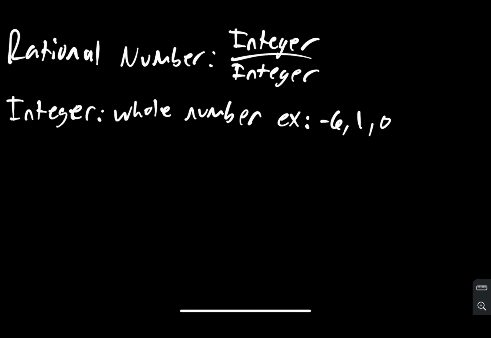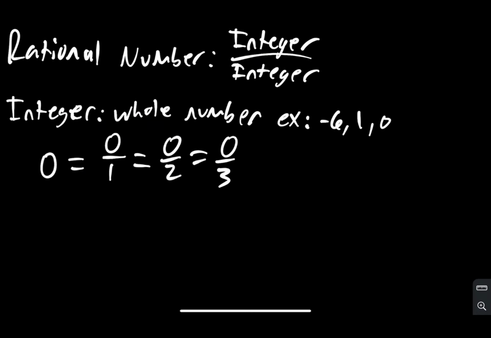Now, how can we write 0 as a rational number? Well, we can write 0 as 0 over 1. 0 and 1 are integers. We can also write it as 0 over 2. 0 divided by 2 is still going to give you 0. And we can go to 0 over 3. So those are the different ways you can do 0 as a rational number.